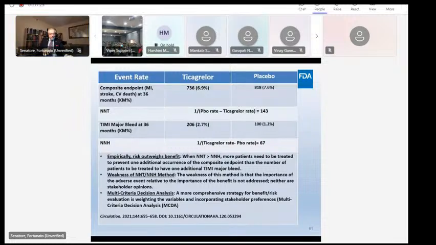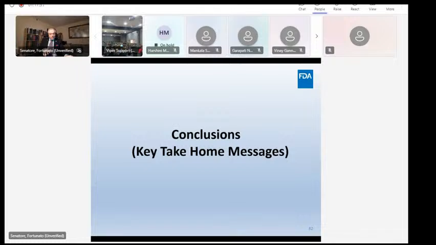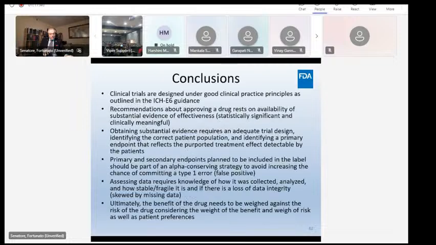So I'm going to conclude this talk with some key take-home messages. Number one, clinical trials are designed under good clinical practice principles as outlined in the ICH E6 guidance. Number two, recommendations about approving a drug rest on availability of substantial evidence of effectiveness that is statistically significant and clinically meaningful.